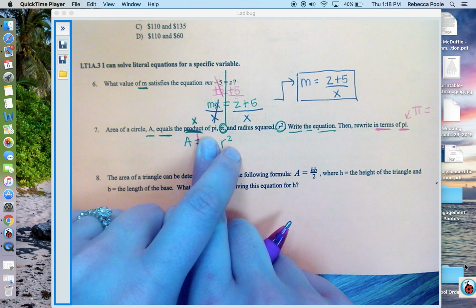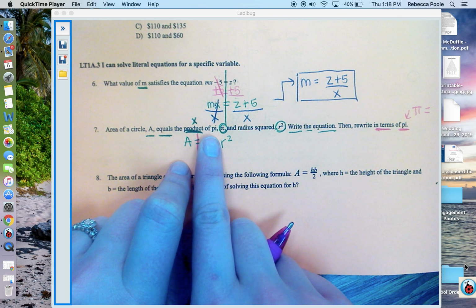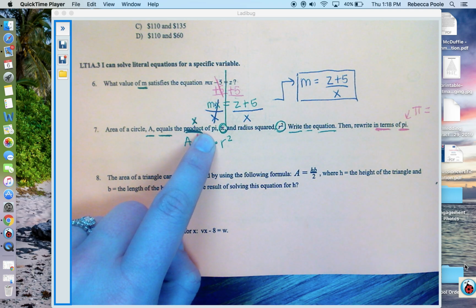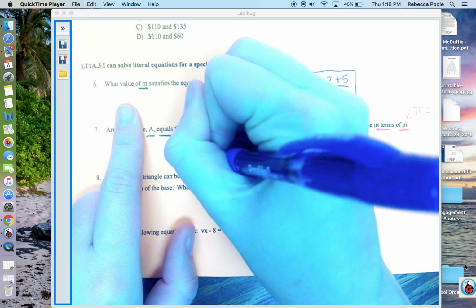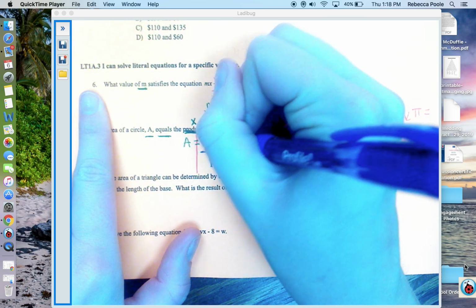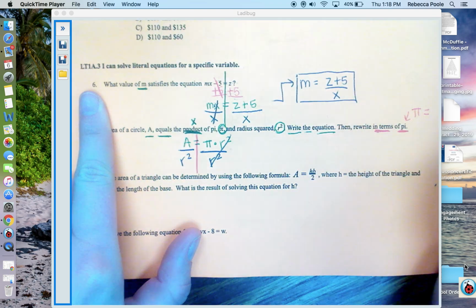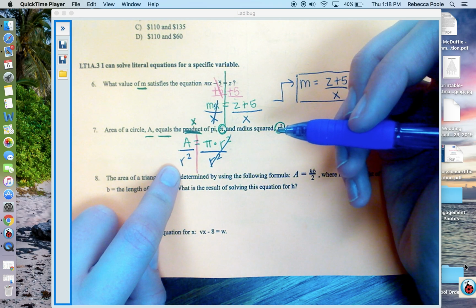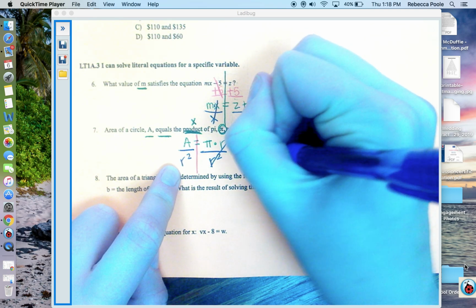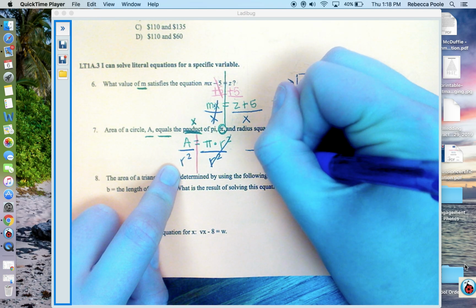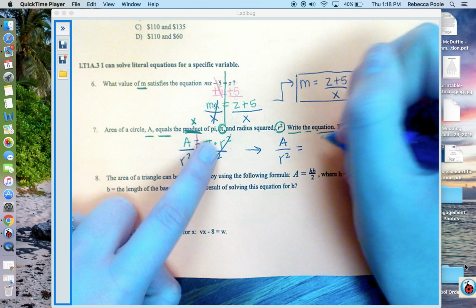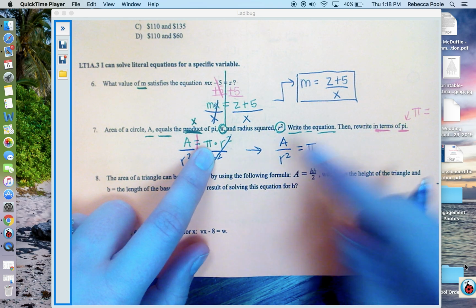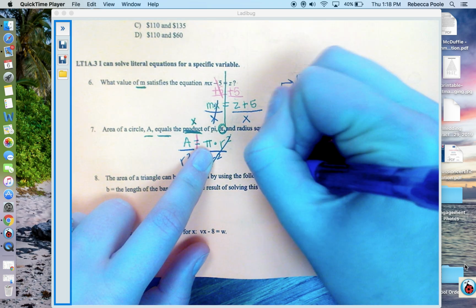So if you look at r squared, it is multiplying right now. So how do we move the r squared? By doing the opposite of multiplying, which is to divide. What you do to one side, you do to the other. And on this left side, can we do a divided by r squared? No. So we're literally going to write a over r squared equals, and now all you're left with over here is pi. So didn't we just find pi equals? Yes. So this is going to be your answer.